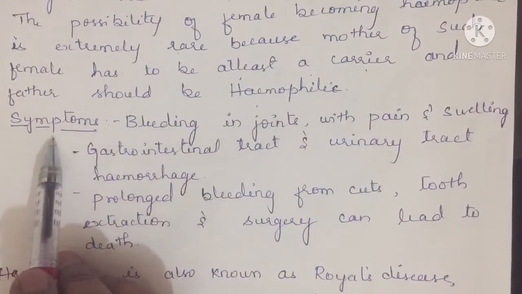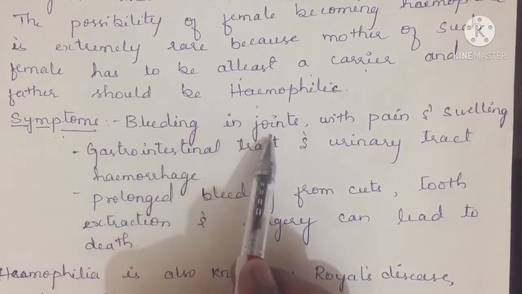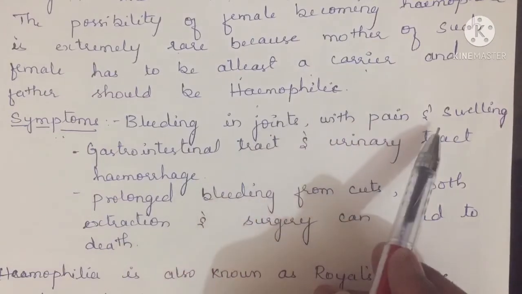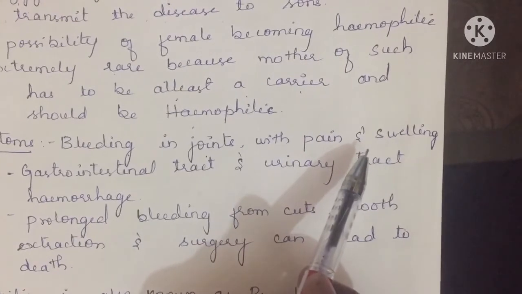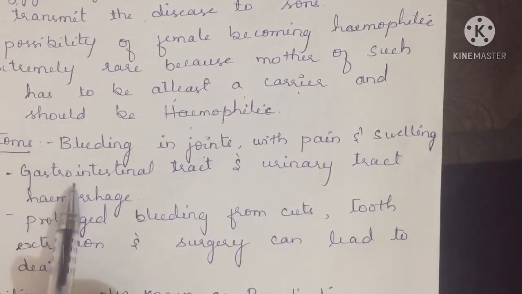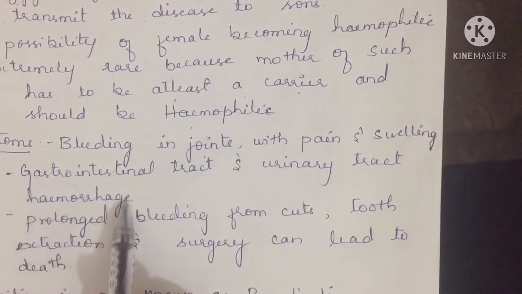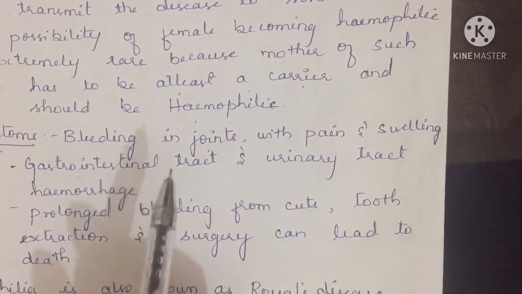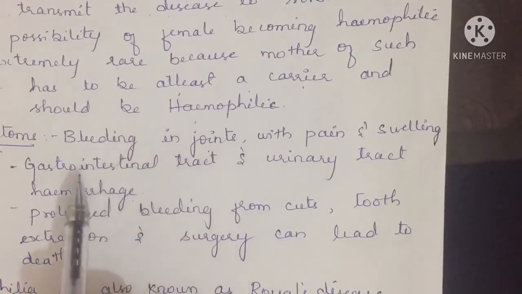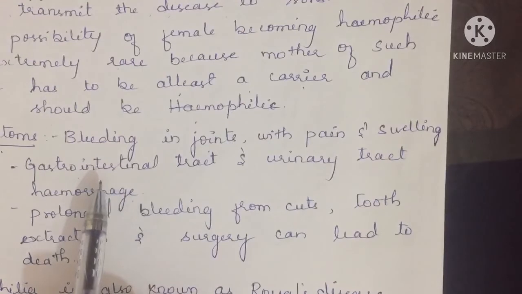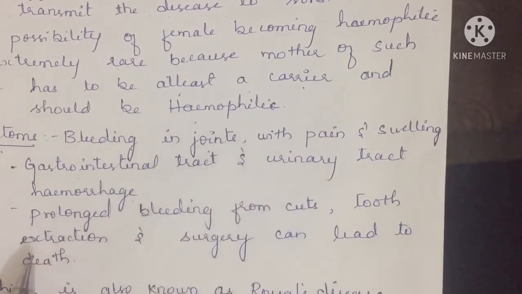Now what are the symptoms of this? Symptoms of hemophilia: you can find there will be bleeding in joints with pain and swellings. Then gastrointestinal tract and urinary tract hemorrhage. I hope you know hemorrhage: bleeding will be taking place continuously in the gastrointestinal tract, that is, the digestive system, and the urinary tract.